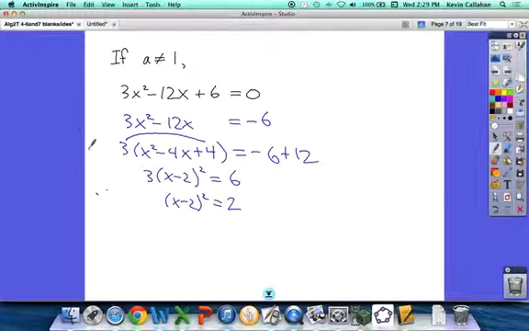Flip the sign? No, we added 12 to this side. So we have to add 12 to this side. You have to do the same thing to both sides. We're not taking a 12 from this side and moving it to the other side. We're adding. Yes? Where did you get the 4 from? The plus 4? Half of negative 4 is negative 2. Negative 2 squared is 4.